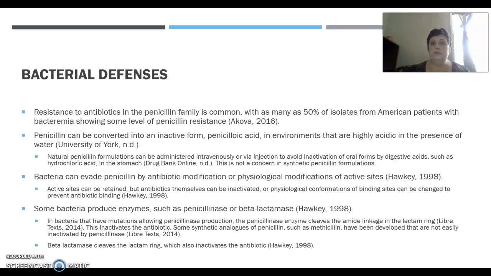Some bacteria even produce enzymes, such as penicillinase or beta-lactamase. In bacteria that have mutations allowing penicillinase production, the penicillinase enzyme cleaves the amide linkage in the lactam ring that we talked about earlier, which inactivates the antibiotic. Some synthetic analogs of penicillin, such as methicillin, have been developed that are not easily inactivated by penicillinase. Beta-lactamase is another enzyme that's very important because it cleaves the lactam ring, which also inactivates the antibiotic.